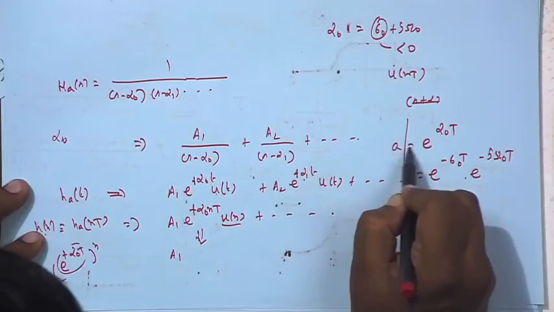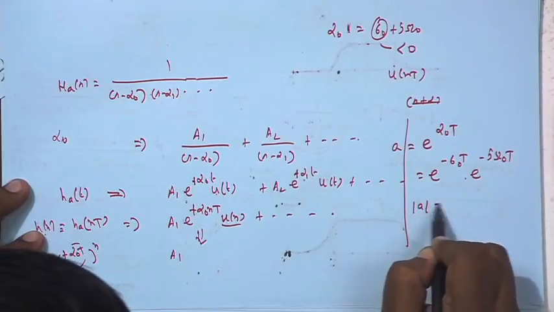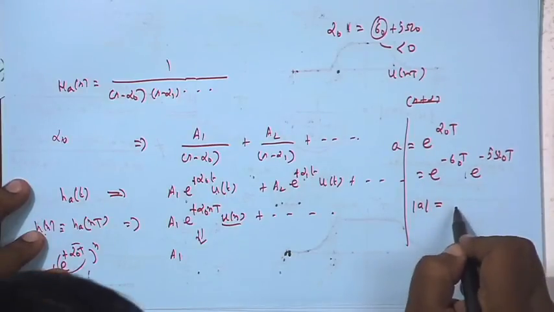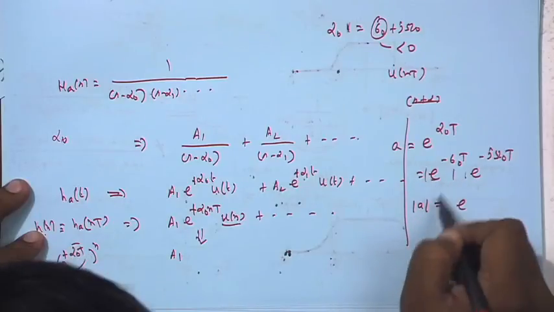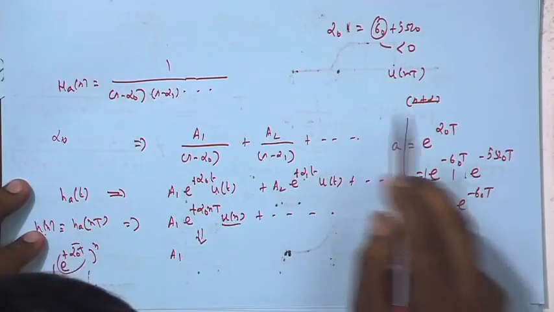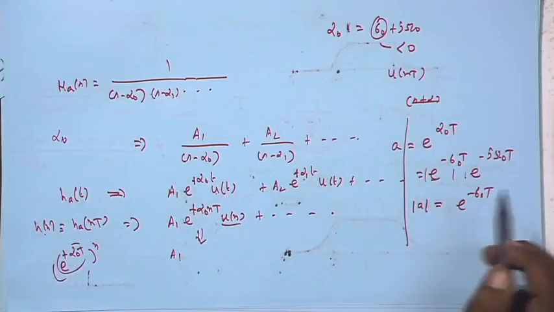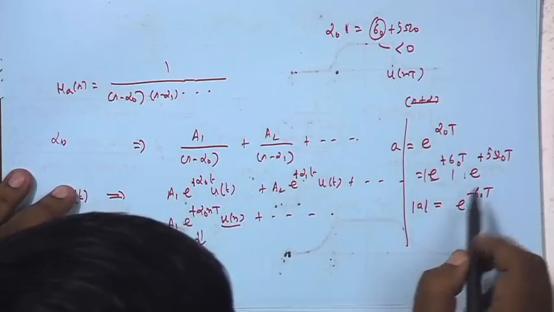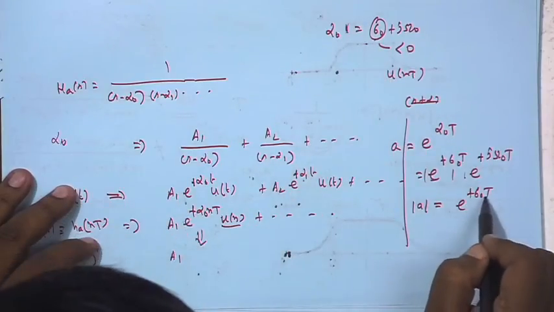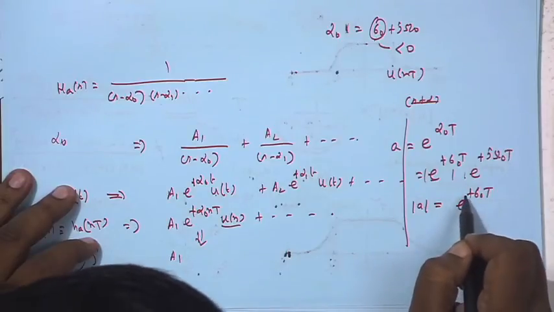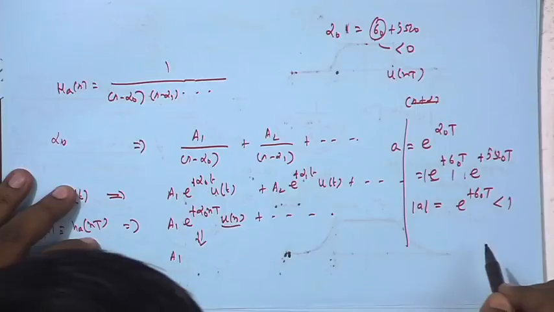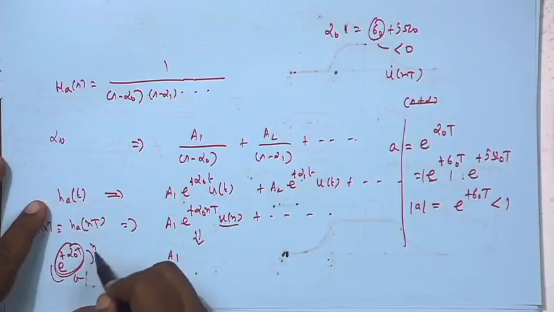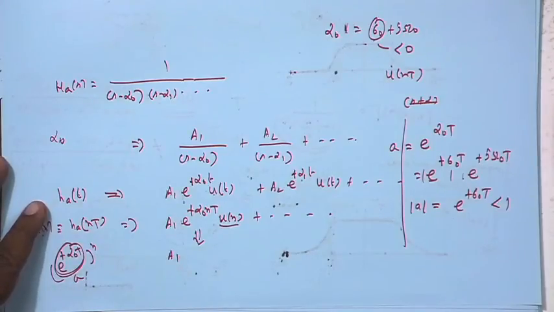If you call this quantity A, then what is mod A? Mod A will be mod of this into mod of this, but mod of e to the power minus j anything is 1. And this is positive, so mod of this is this itself. Sorry, this is plus, because alpha 0 is sigma 0 plus j omega 0. So, it is e to the power sigma 0 t, but sigma 0 is negative. So, e to the power some negative into t is less than 1, which means this quantity, if you call it A to the power n, A is less than 1 in magnitude, mod A is less than 1.